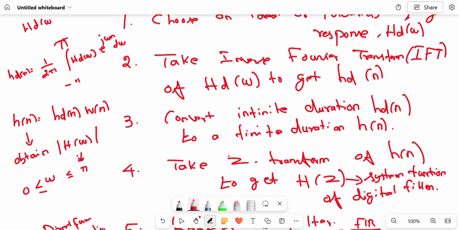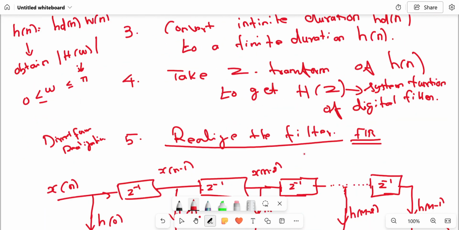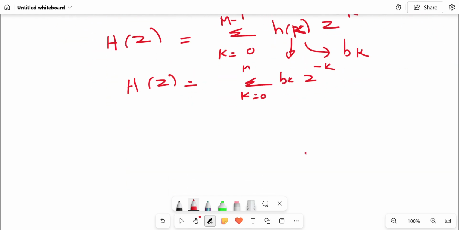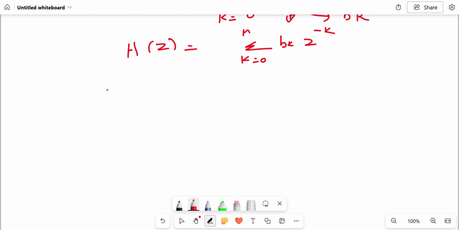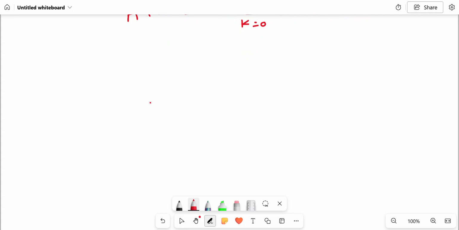So, here you convert the infinite duration into finite duration. I have one more point to cover before we complete this session and start solving problems using the window technique. As I said, the rectangular window has more spectral leakage. Because of spectral leakage, you can observe a sudden overshoot in the pass band, and that is called the Gibbs phenomenon.